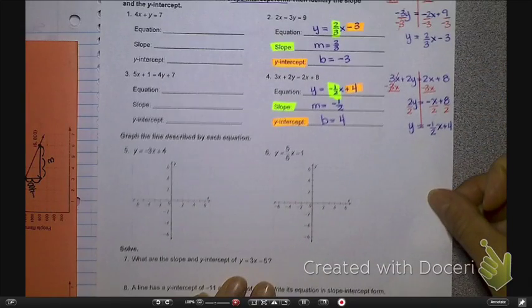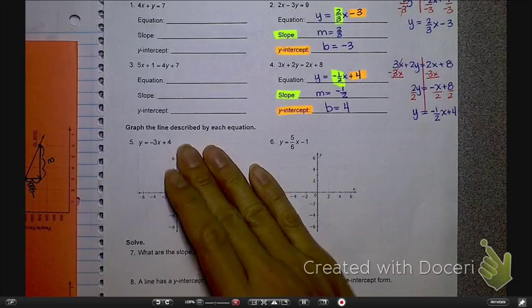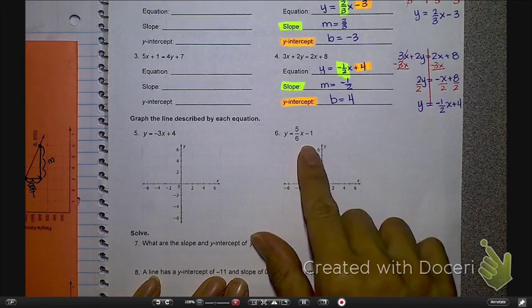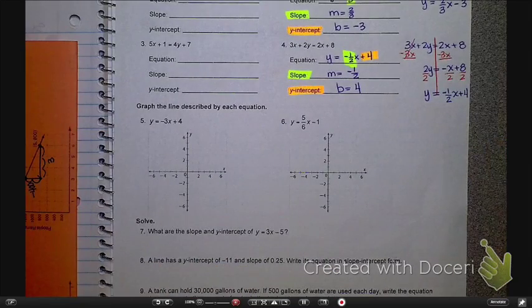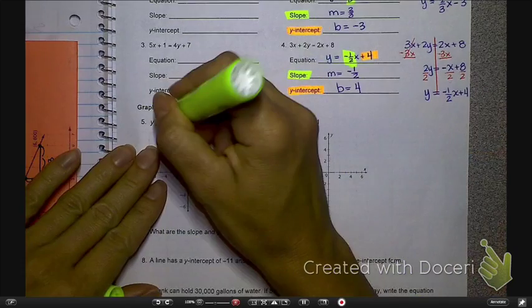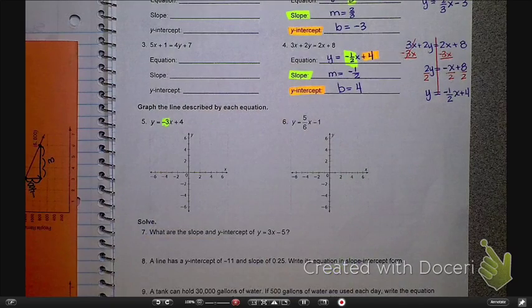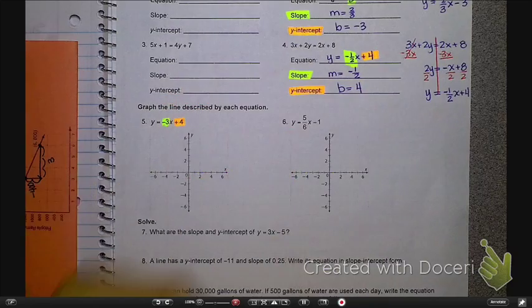Okay, in these next few examples, we're going to be graphing each line. It's already given you the equation of each line in slope-intercept form, okay? So when we graph using slope-intercept form, we want to identify first what's our slope. So here's your slope, right? You also want to identify what's your y-intercept. Well, here's your y-intercept, okay?